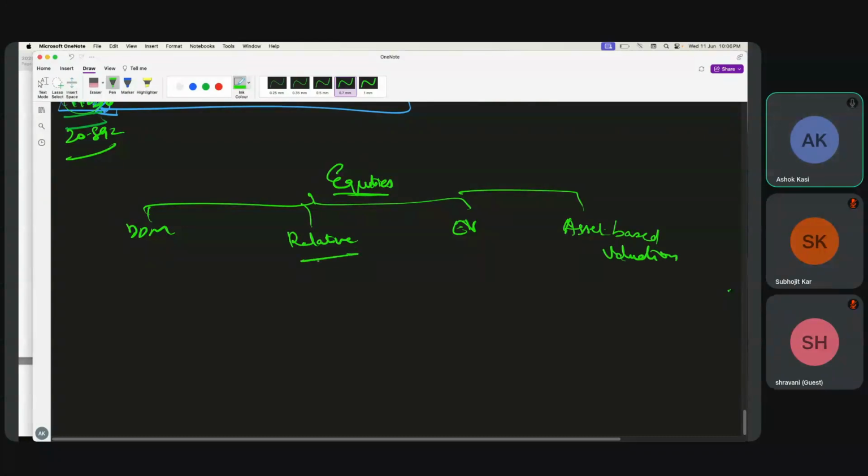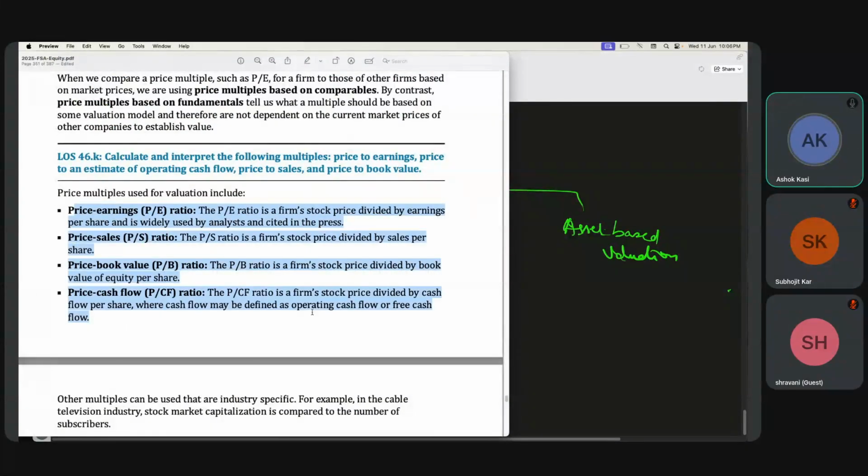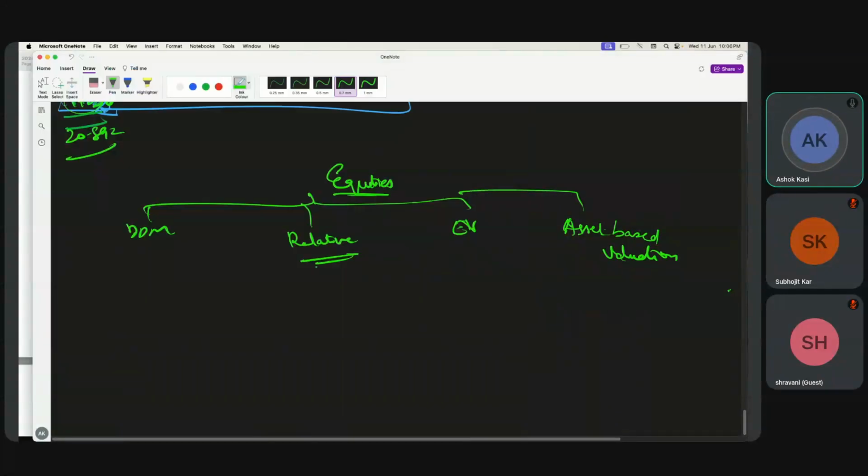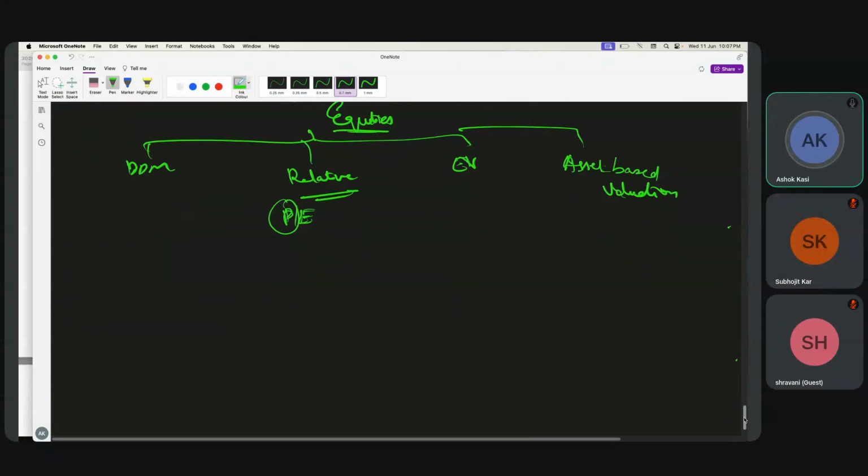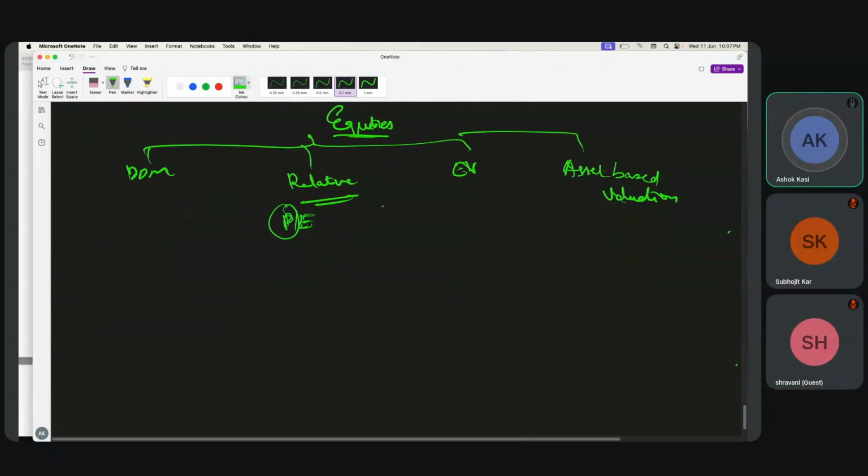Okay, we are moving to the second one, relative. Now see, price to earning. This is the most popular one in the second group, relative price to earning ratio. That means to earn 1 rupee, how much is the market willing to pay?